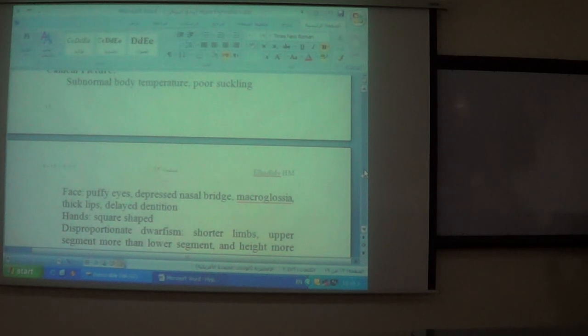Square-shaped hands, disproportionate dwarfism. It means that just after delivery, the infant is mainly trunk. Upper segment of the body is 1.6, compared to lower segment 2.1. At the age of 12, at the end of primary school, the proportion is 1:1. All adults should be 1:1, upper segment to lower segment. Disproportionate dwarfism in the cretin is in favor of increase in the upper segment compared to the lower segment. Okay? This is disproportionate dwarfism.